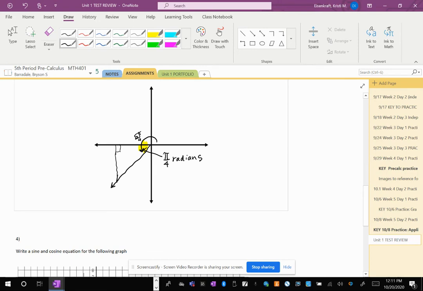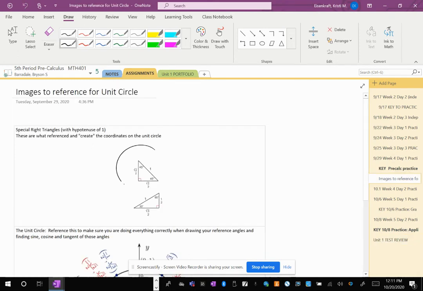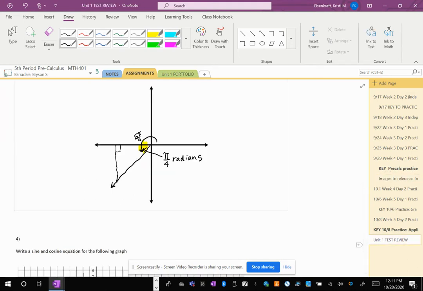And if you remember from special right triangles, when we're using a reference triangle with a hypotenuse of 1, the side lengths are √2/2 and √2/2. So if we go back, that means that these side lengths are √2/2.